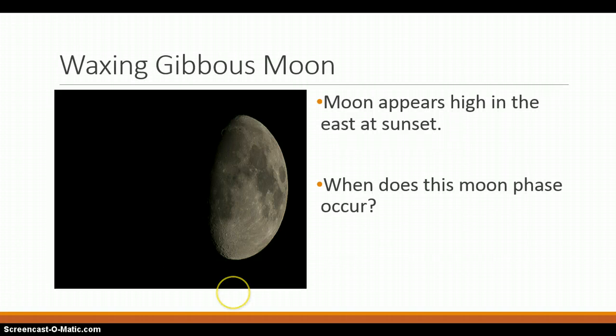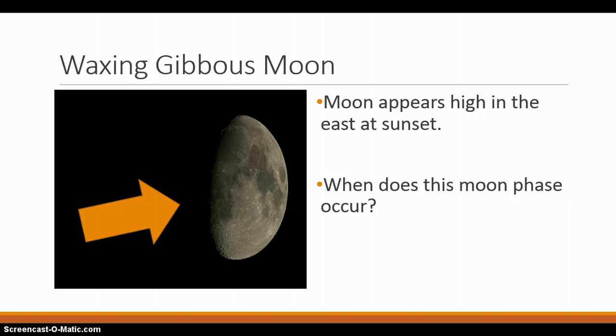The next phase is the waxing gibbous moon. At this time, more than half of the moon is lit up. The part that is lit is slowly getting bigger. Waxing means to slowly get bigger. A waxing gibbous moon appears high in the east at sunset. It's more than half lit, but less than full. This moon phase comes between 1 and 2 weeks after new moon.